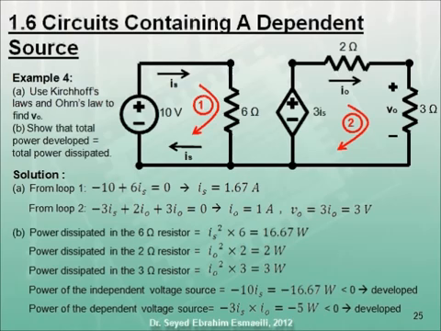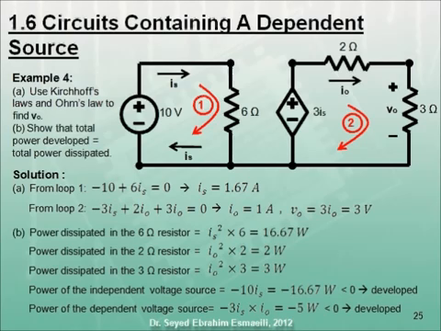Applying KVL on loop 1 and assigning a positive sign to voltage drops in the direction of the loop, we obtain minus 10 plus 6Is equals 0, which leads to Is equals 1.67 amps. Applying KVL on loop 2, we get minus 3Is plus 2I0 plus 3I0 equals 0, which leads to I0 equals 1 amp and V0 equals 3 volts.